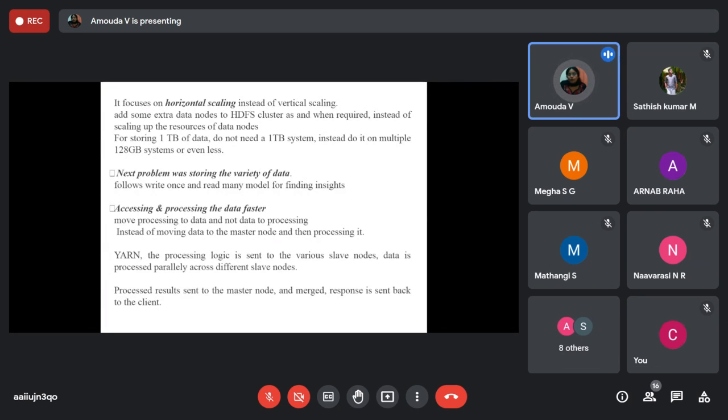Data will not be moved to the processing unit. Rather, the processing unit will be moved to each block of data to process it separately, and then the results are merged together by a process called YARN. This is the main criterion: move processing to data and not data to the processing unit, instead of moving data to the master node and then processing.